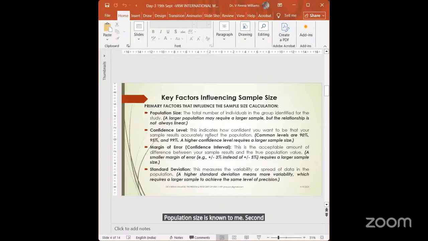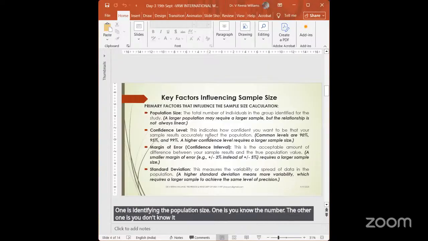Secondly, there can be a population, say in one city, that may not be known to me at all, or people who are using online platforms for purchasing goods. This is unlimited, so I don't have a specific size for that. So these are the two methods you have to identify based on the study that you're doing. One is that you know the number. The other is that you don't know, it's infinity.